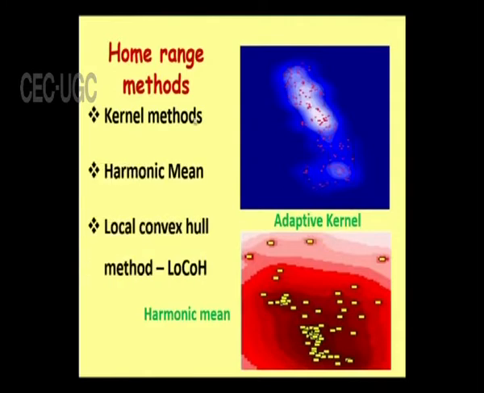The kernel method. In the kernel method, you see, wherever the density is more, there the light intensity is somewhat bright, and where it is somewhat sparse, the intensity is gradually decreasing. And another method, the harmonic mean method. So, all these are different methods for finding the habitat. Here also you see the density is more, and therefore it is dark red, and the intensity of the color is gradually decreasing.